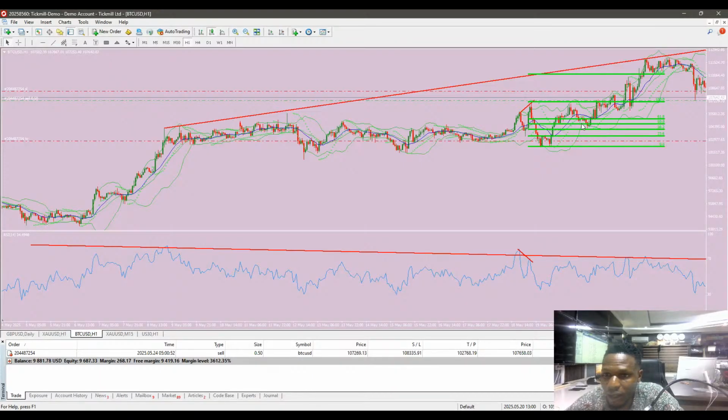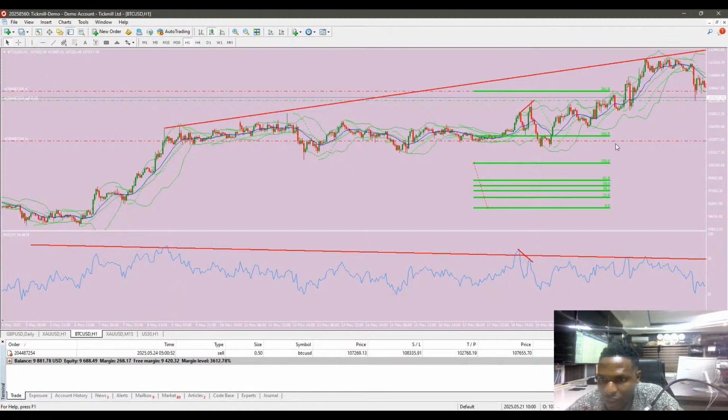Some people do add some other numbers to it, like 75, 71.2, 71.9, 75, 81.2. Some people do all those calculations and add them to it. So that's Fibonacci retracement. It helps to know where price will retrace to and continue.